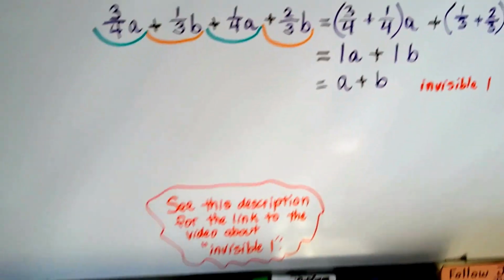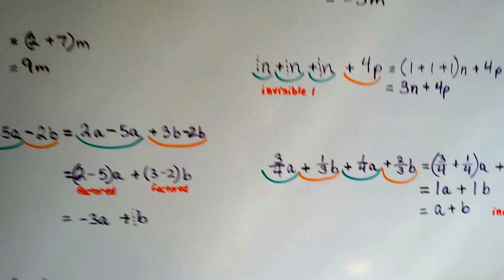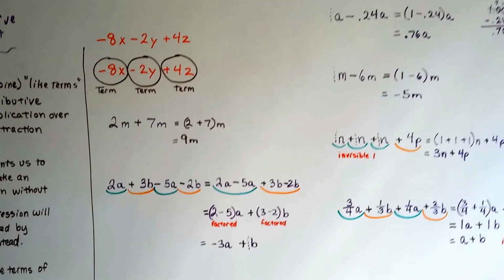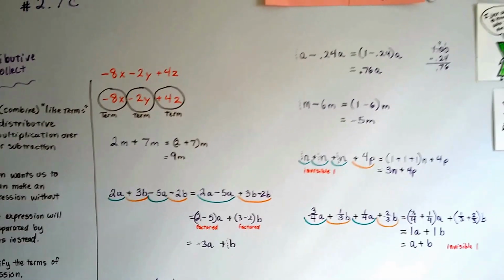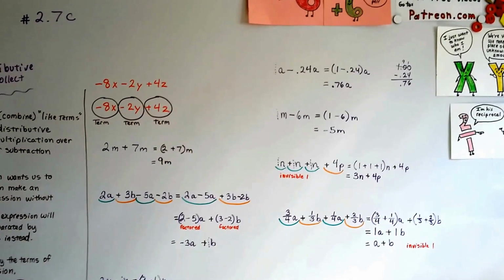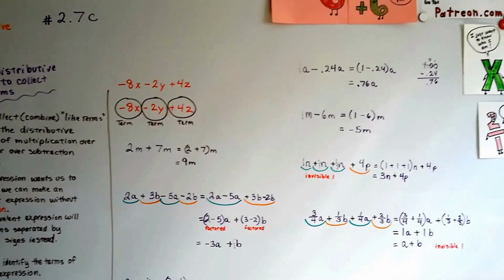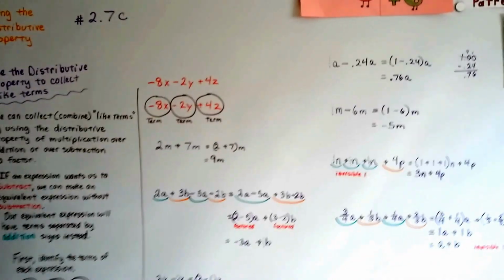So just remember, there's a link in the description of this video that talks about the invisible 1, but if you're a regular subscriber, you probably have heard me talk about it before. And we know we don't need to write the 1 because we can just see there's one variable there. It's when we have 2 or more that we have to write that number to know that there's 2 or more, right?